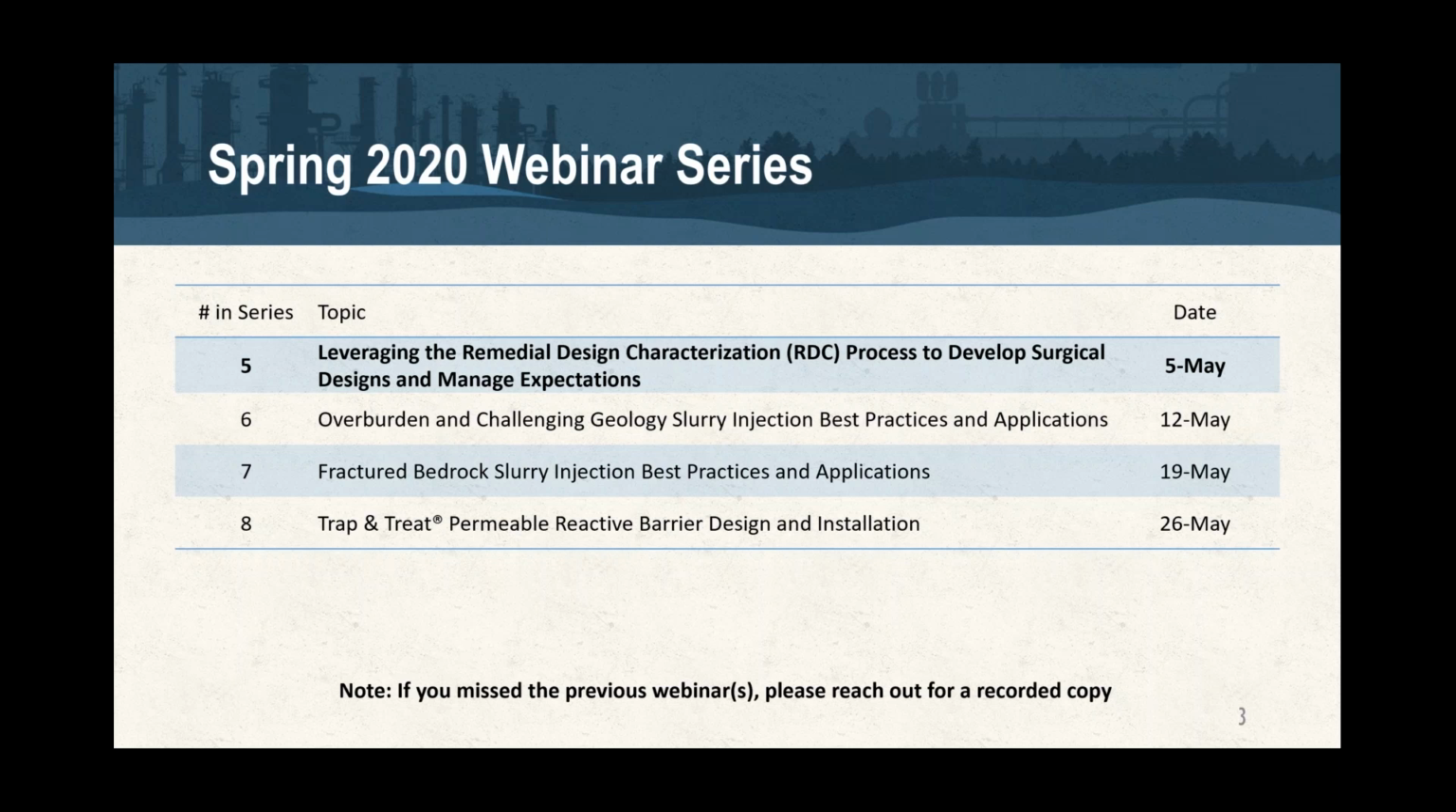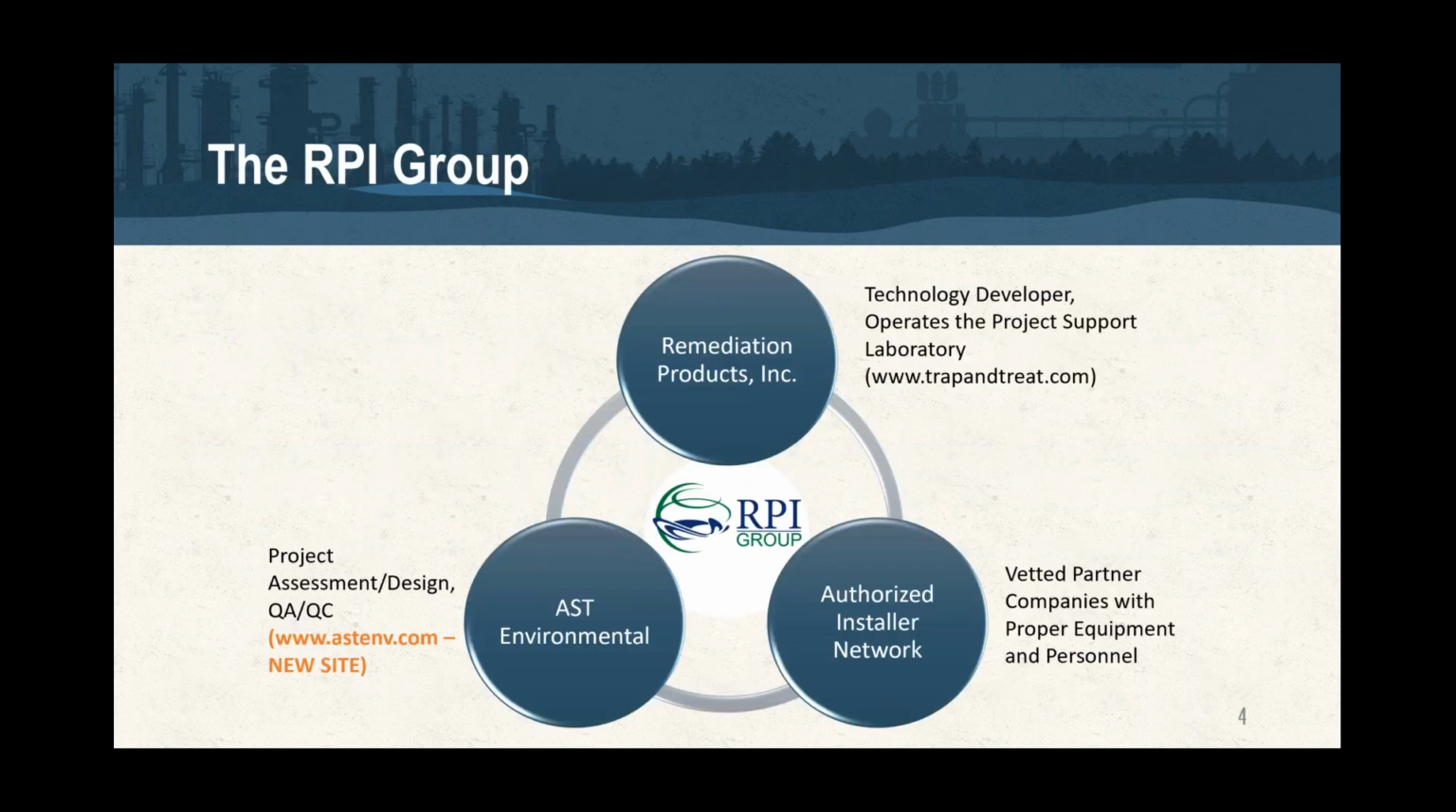So the RPI group consists of 3 entities. Up at the top, we've got RPI. Shout out to them, to Bob and Scott, for hosting this today. They are the developer of the technologies that we covered in the previous webinars. If you're interested in any of those, please let me know. They're posted on the Trap and Treat website. Specifically pertinent to this conversation today, they also operate what we call a project support laboratory that we're going to reference quite a bit.